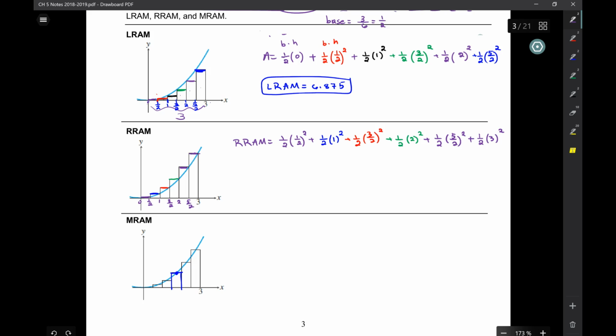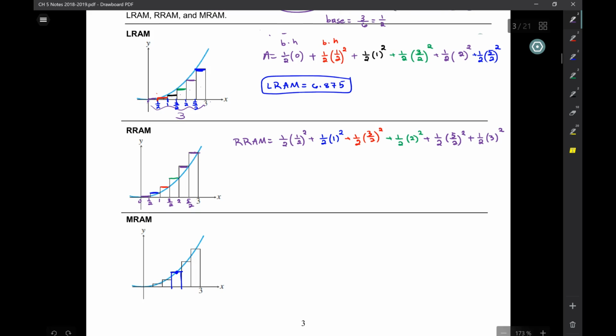Since this is the right side, for this rectangle I take the 1/2, the 1, 3 over 2, 2, 5 over 2, and then 3. So the difference between the top and bottom is, started at 0, went to 5 over 2, started at 1/2, went to 3. Yeah. Is there a way to find the area of the space?